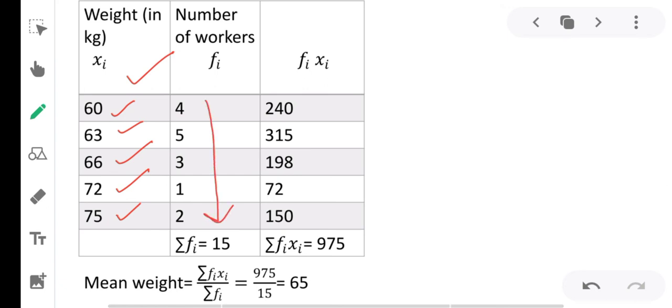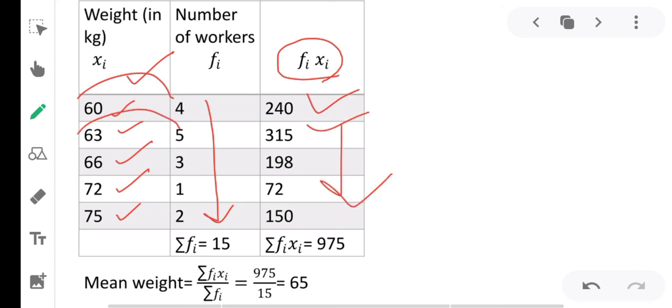Then in the third column write down the product of frequency and observation, that is 60 into 4 is 240, 63 into 5 is 315, and so on. Then at last write down their summation. So the mean weight is equal to summation of fixi by summation of fi. Summation of fixi is 975, and the sum of the frequency is 15, so 975 by 15 equal to 65.